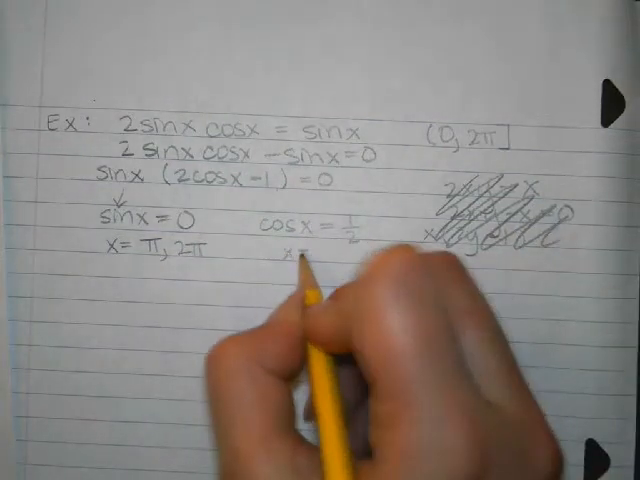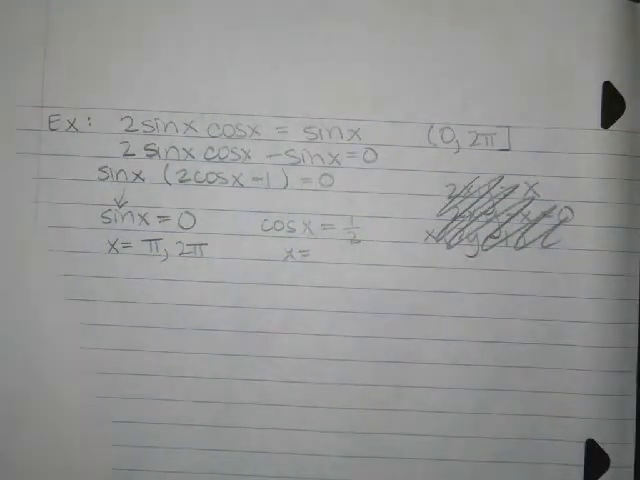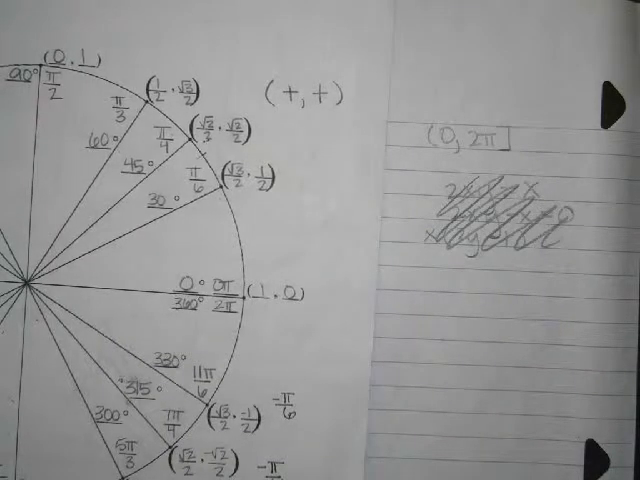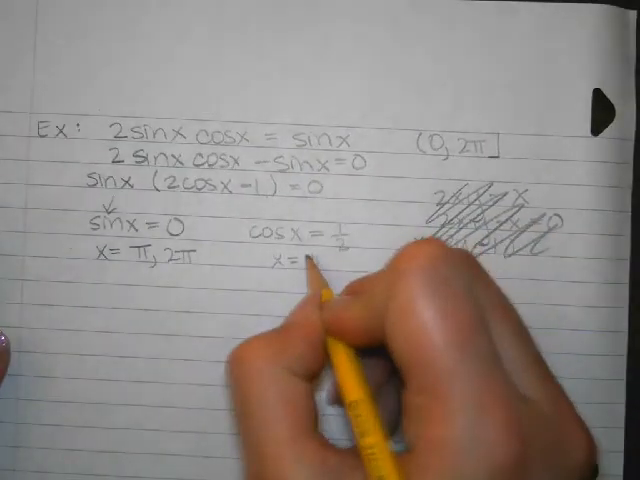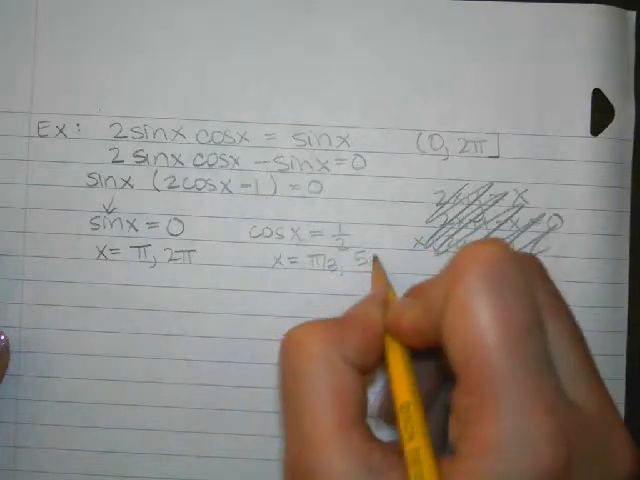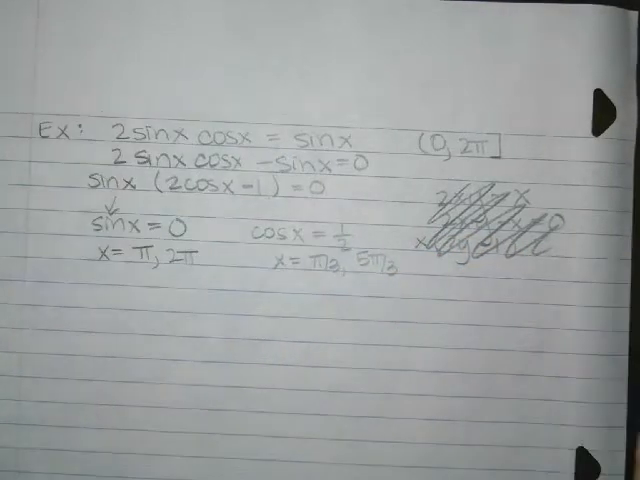And then for the second one, I'm looking for an x value of positive 1/2. And what do I see? Pi thirds and 5 pi thirds. Okay. X equals pi thirds, x equals 5 pi thirds.